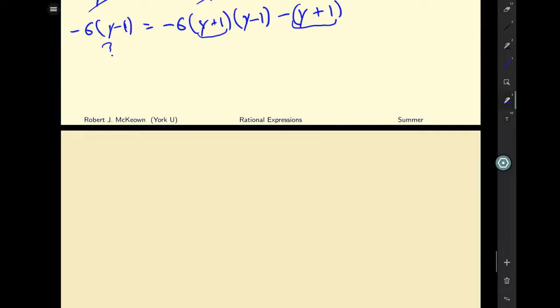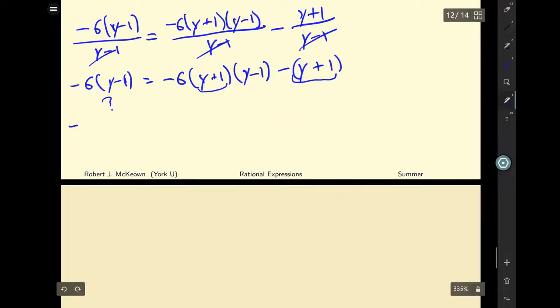So what I'm going to do is open up the brackets. I'm going to multiply through the brackets, and after I do that, I'm going to collect like terms. So let's get started. We've got negative 6y plus 1. And then here I've got negative 6 multiplied by, well, that's a difference of squares. I know that's going to be y squared minus 1 minus y minus 1.